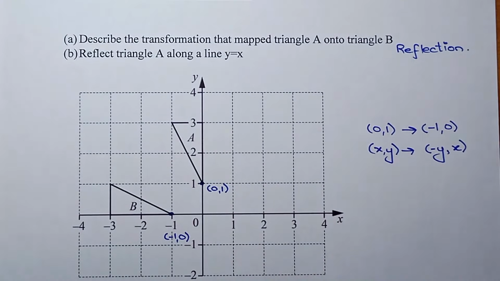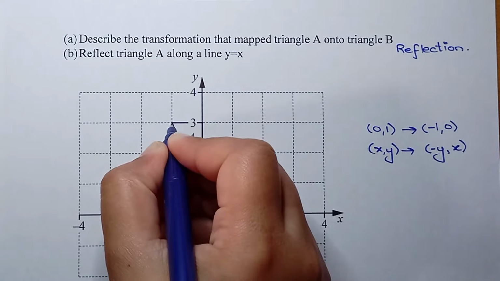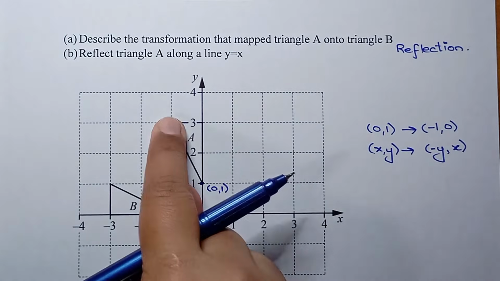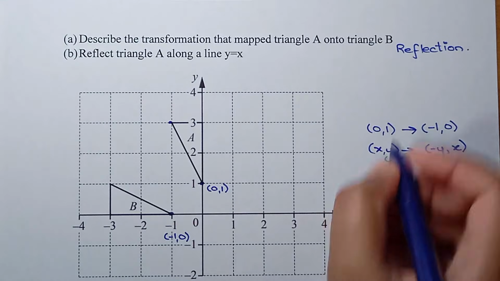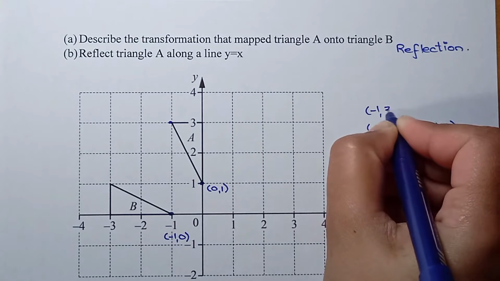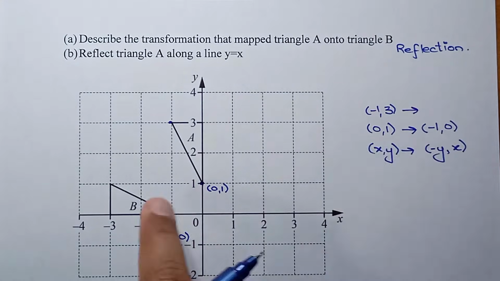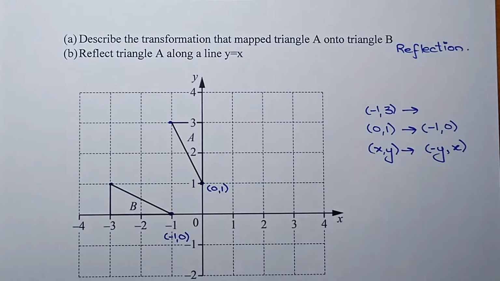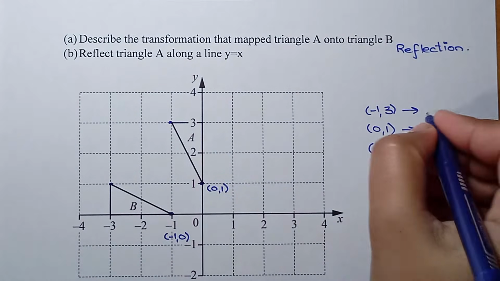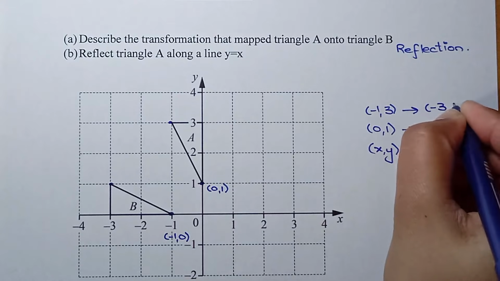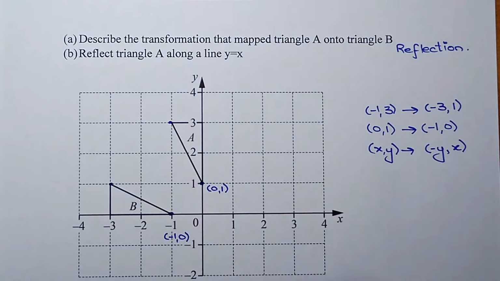Check on another point. If I take this point on A, here x is -1 and y is 3. So (-1, 3) changes to this point on B, that is (-3, 1). So we have (-3, 1).